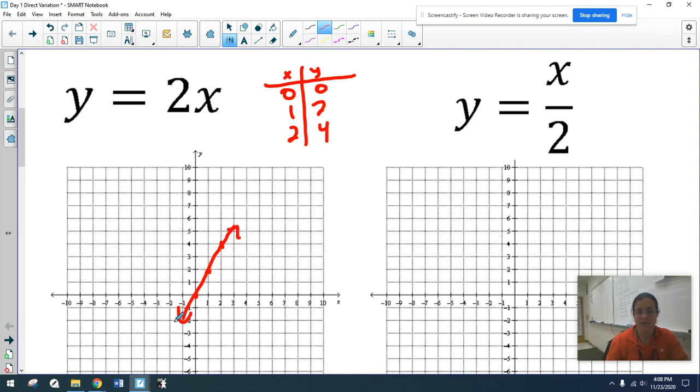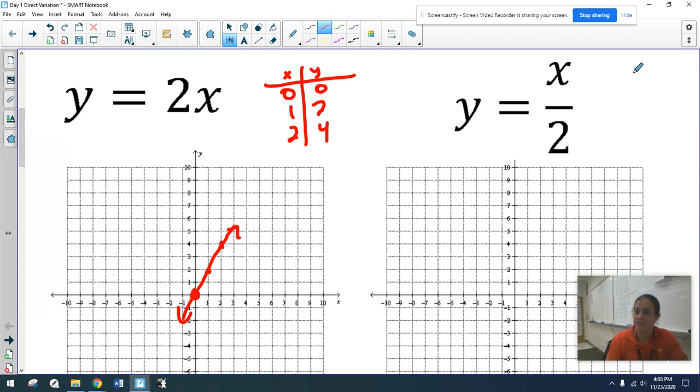The reason why this is direct variation, and this is really important for the graphs, is it has to go through 0, 0, 100% of the time. If it doesn't have 0, 0, it is not direct variation. Okay? Very important. So that's all we're doing with that one.